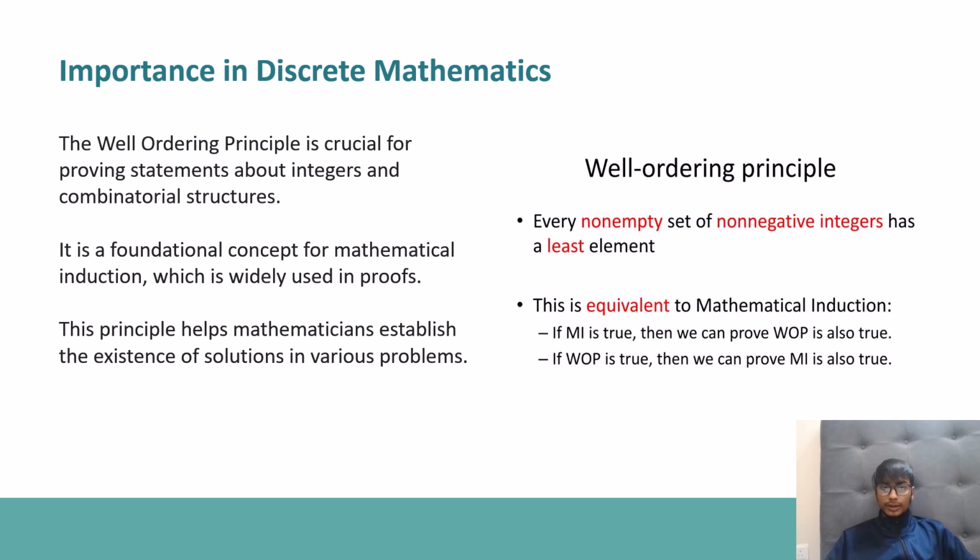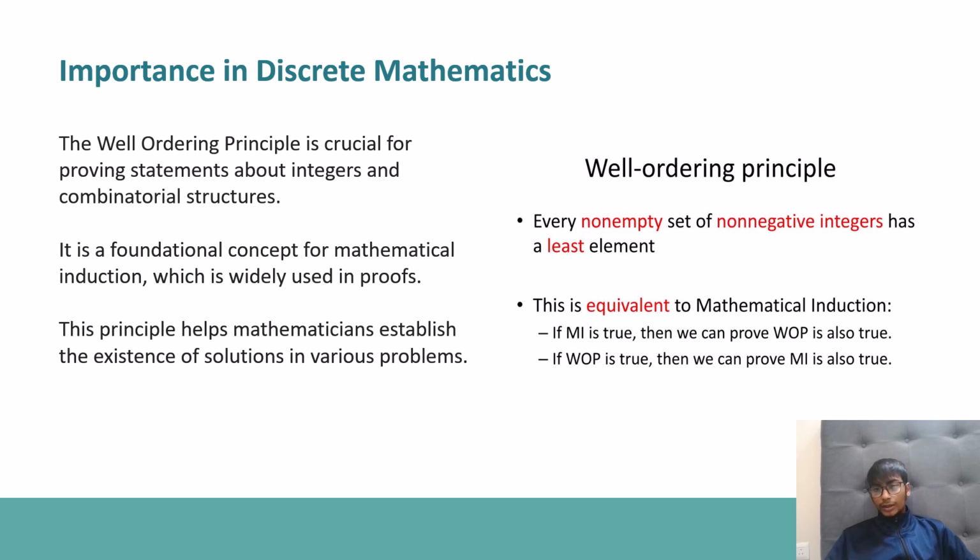Importance in discrete mathematics. The well-ordering principle is crucial for proving statements about integers and combinatorial structures. It is a foundational concept of mathematical induction, which is widely used in proofs. The principle helps mathematicians establish the existence of solutions in various problems.